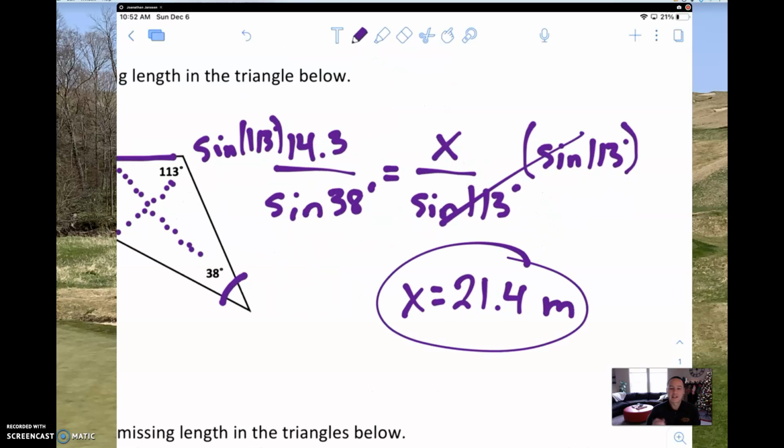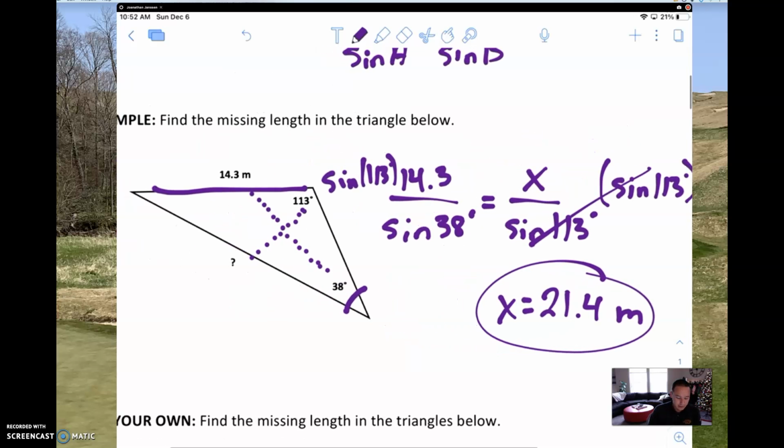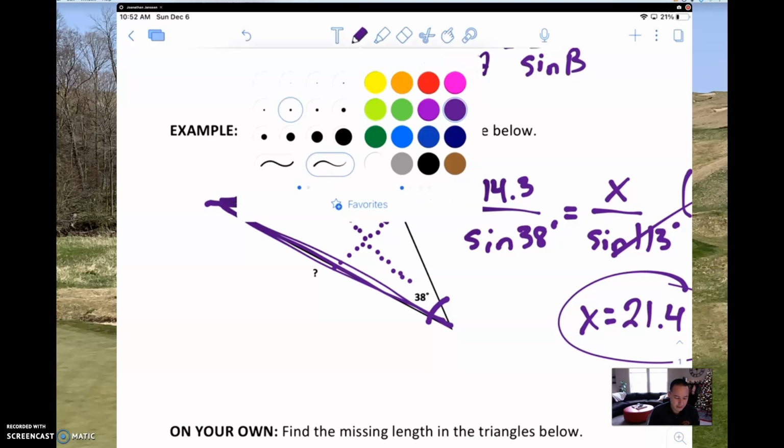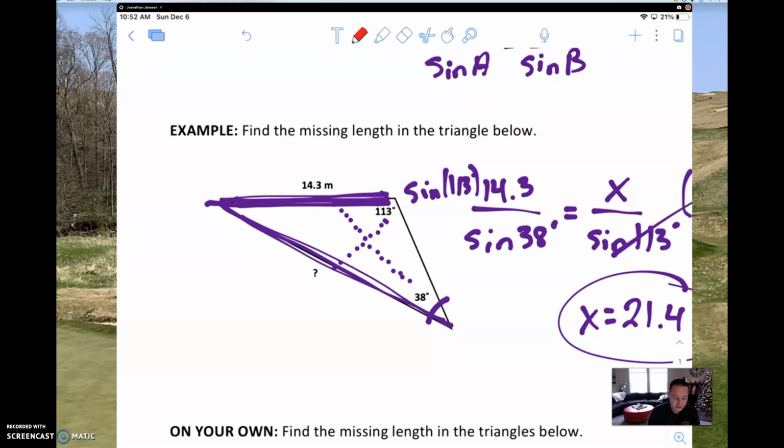And it's always a good idea when you're done to just double check the reasonableness of your answer. So if this length looks like it's about 14.3, does that seem like it could be about 21.4? Yeah, it has to be longer than 14.3. Usually, another way that you can check your answer, at least the reasonableness of it, is that the bigger angles will match with longer side lengths.